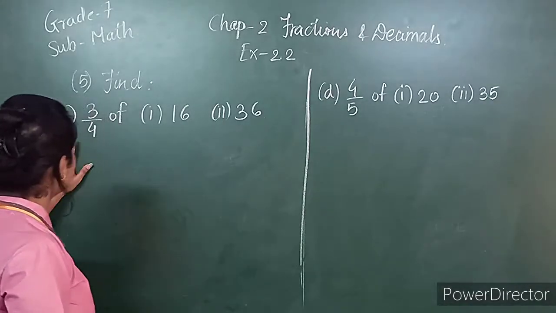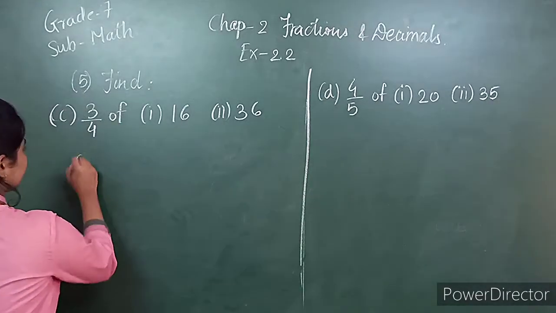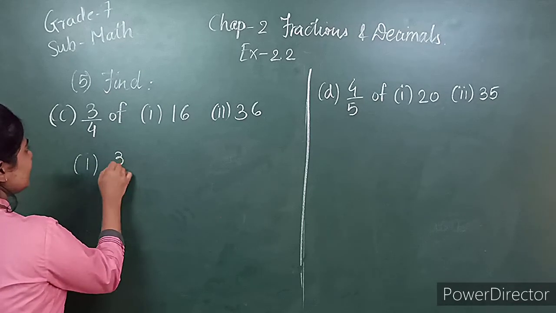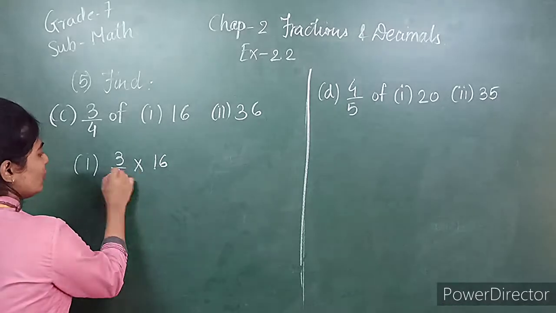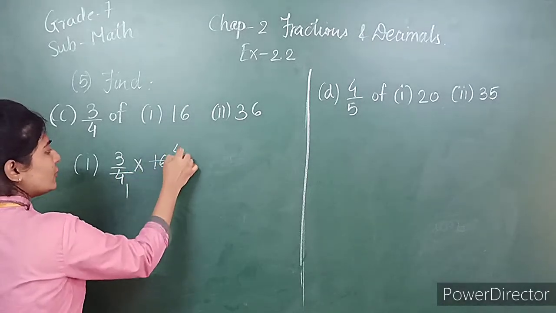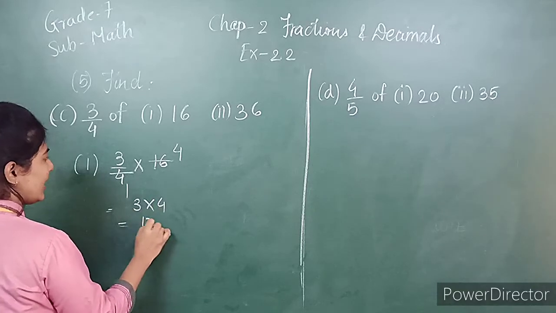So now the next question, 3 by 4 of 16 and here 36. So let's solve the first one. 3 by 4 of, it means multiply. Here 16. 4 ones are 4, 4 4s are 16. So here 3 4s are 12.